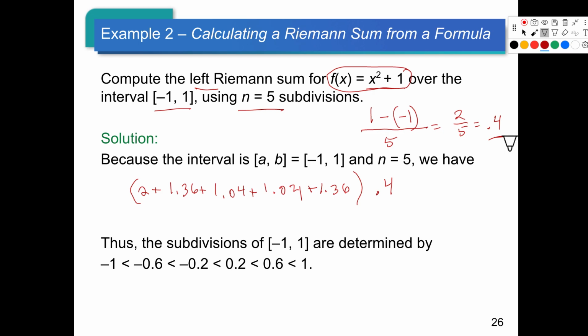2 plus 1.36 plus 1.36 plus 1.04 plus 1.04 plus 1.36. I come up with 6.8. We multiply that by 0.4, and I come up with 2.72. And that's the area under the curve.